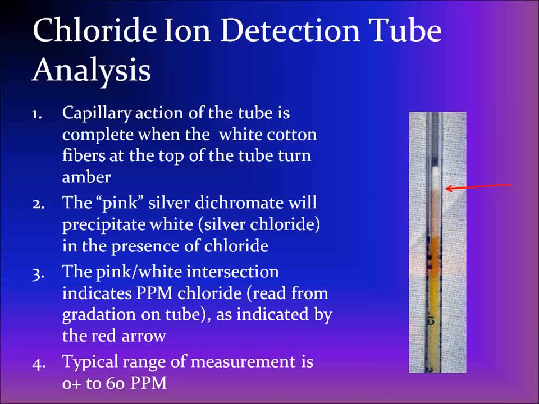After the cotton filaments turn from white to amber, remove the tube immediately from the latex sleeve and read the value on the glass tube at the interface of the pink-white color shift. The pink coloration of the silver dichromate inside the tube is normal, while the white coloration indicates the presence of chloride as silver chloride is generated. The value at the pink-white interface indicated by the red arrow on the slide is the amount of chloride present in the test solution. This value is expressed in parts per million, or ppm. The chloride detection tubes generally range from non-detectable to 60 parts per million chloride.